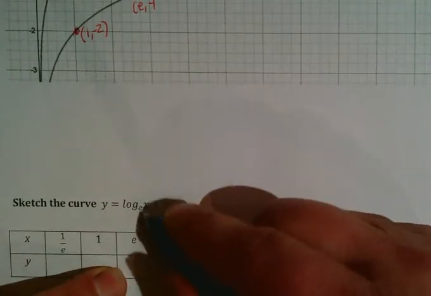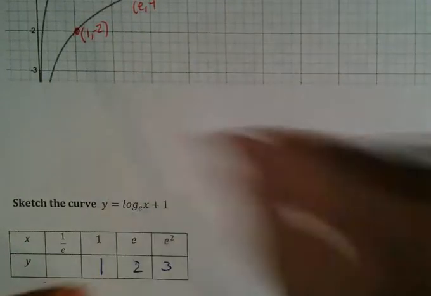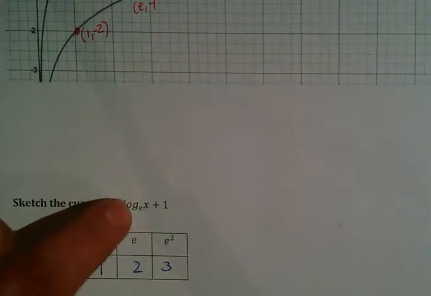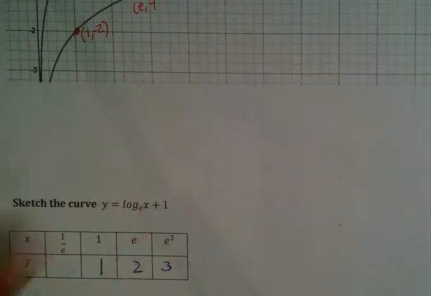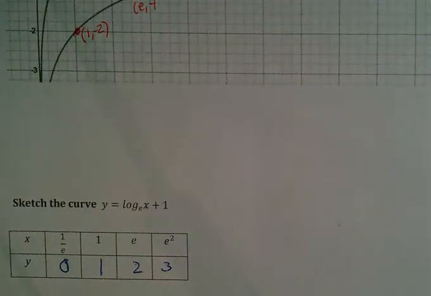1 plus 1 is 2. Log to the base e of 1 is 0. 0 plus 1 is 1. And log to the base e of 1 on e is log to the base e of e to the -1, -1 out the front. So -1 plus 1 is 0. Okay, so we can sketch those.